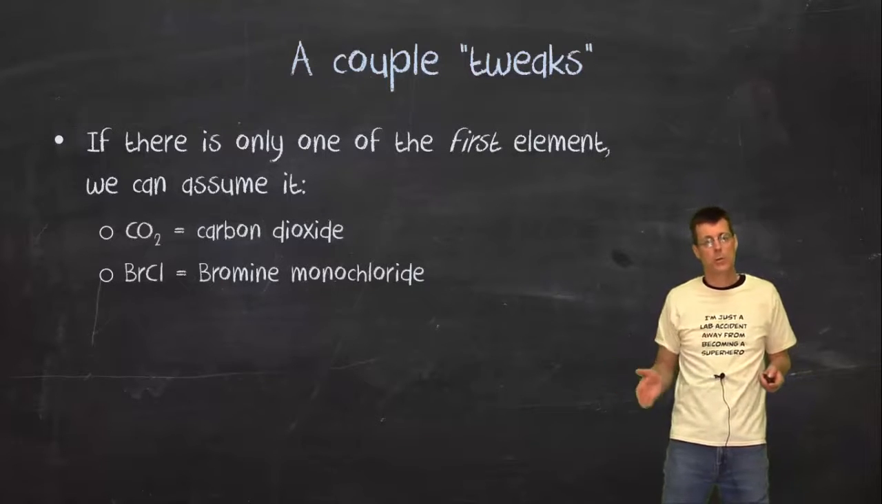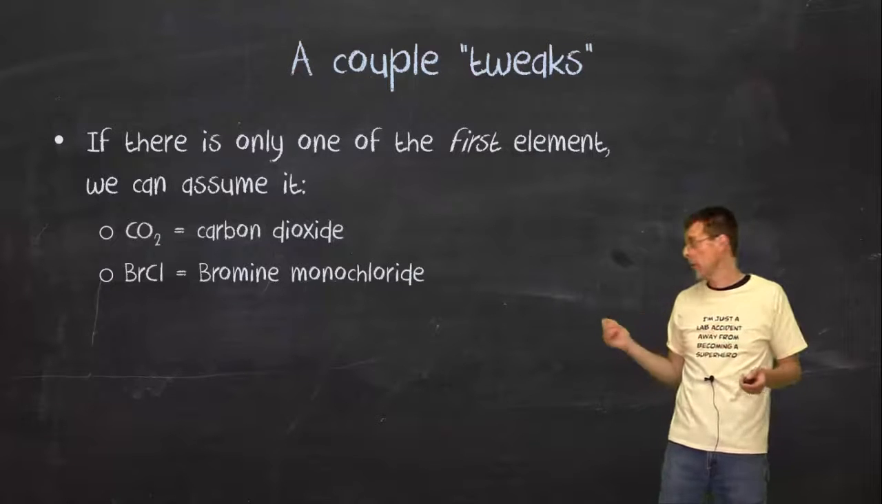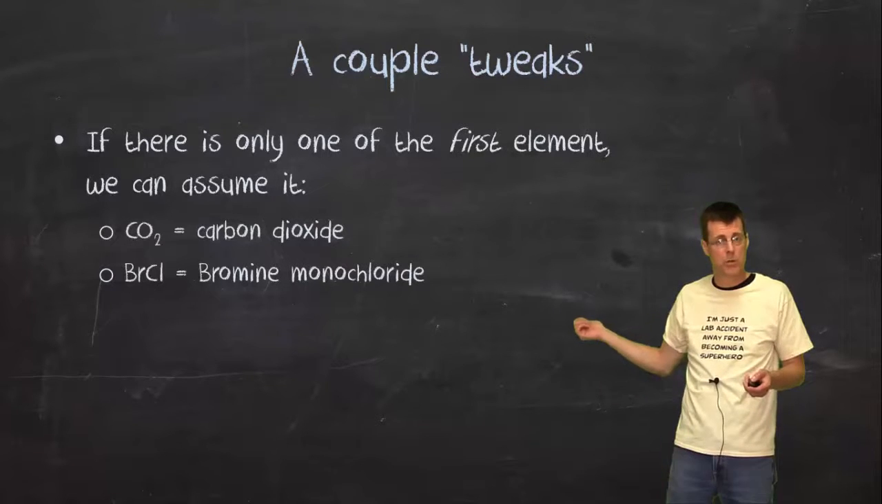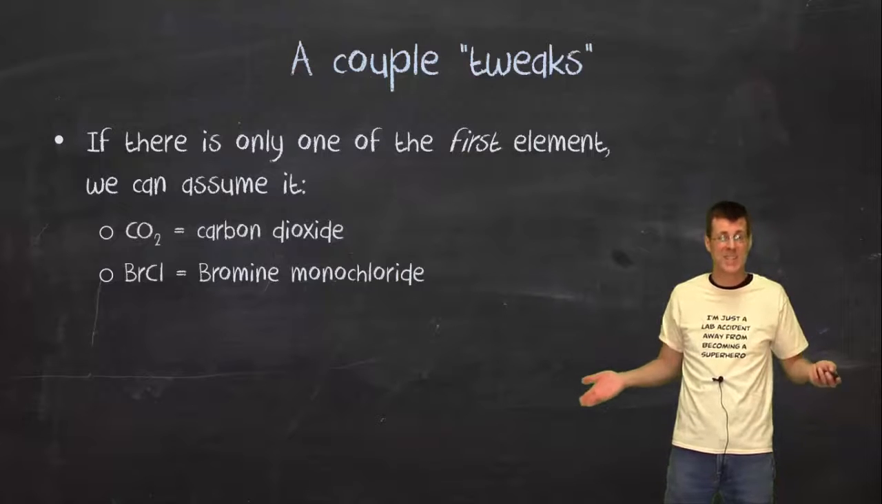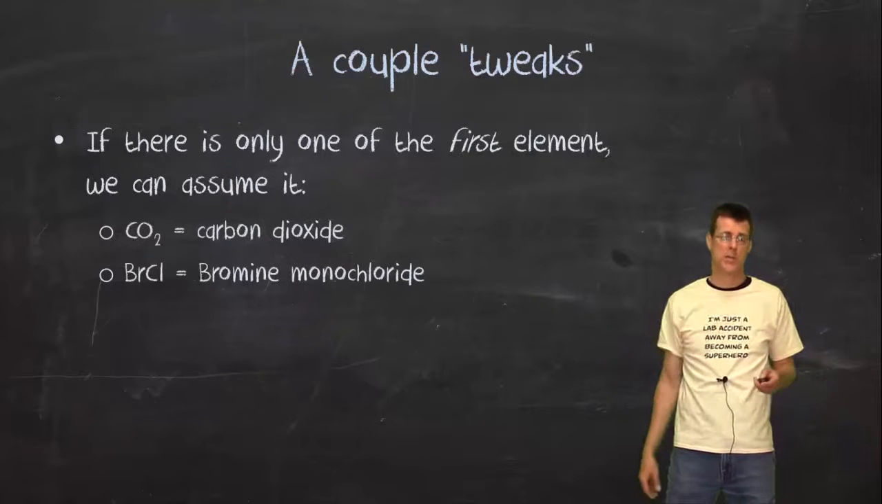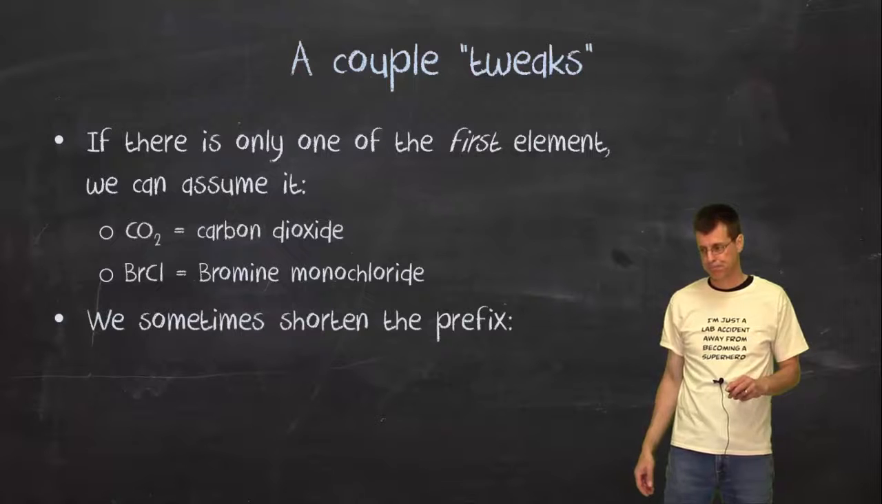Bromine monochloride. Well, I have 1 of each, but if I have 1 bromine, the first element, I don't have to say so. I always have to say how many I have of the second element.